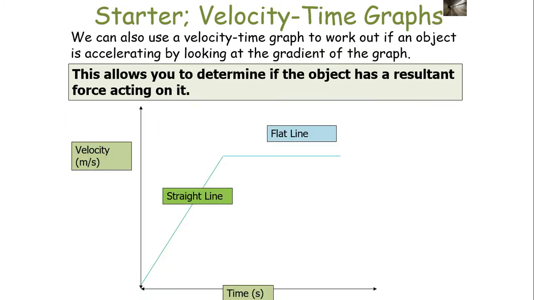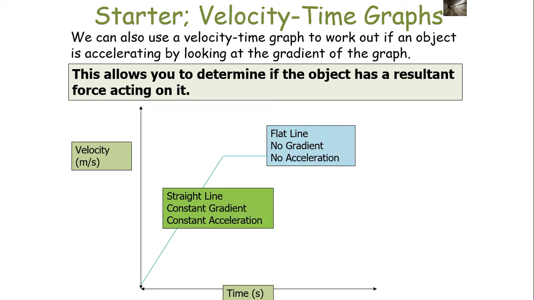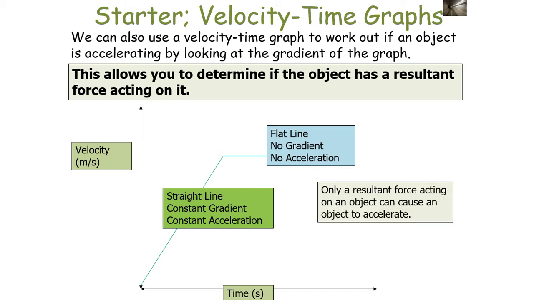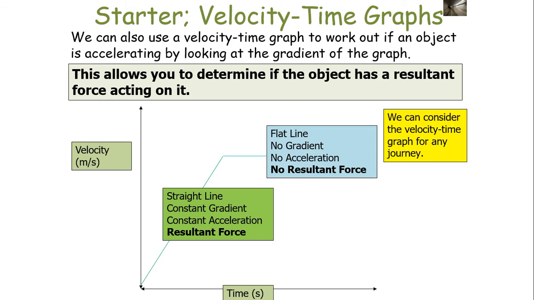So we can use this velocity time graph to work out if an object's accelerating by looking at the gradient. So if you've got a straight line, constant gradient, flat line, no gradient, and because the gradient of the velocity time graph is acceleration, the straight line gives a constant acceleration, the flat line gives no acceleration. And only a resultant force acting on an object can cause an object to accelerate. So on the straight line we've got a resultant force, on the flat line we've got no resultant force.